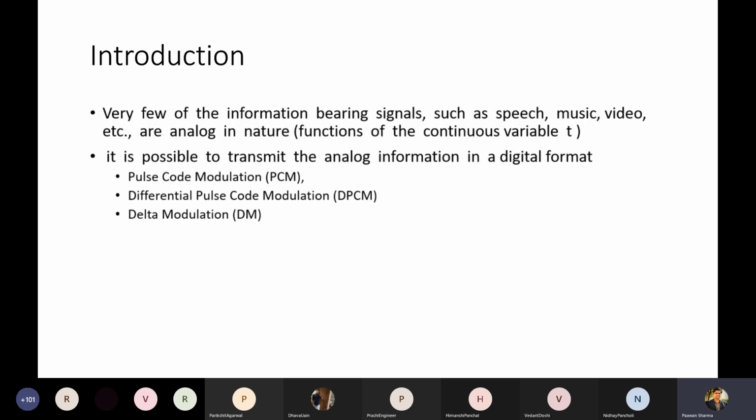We'll see that is remaining, where we do not send the exact value of the signal, rather we transmit the difference of the two signals, and then we have a delta modulation.